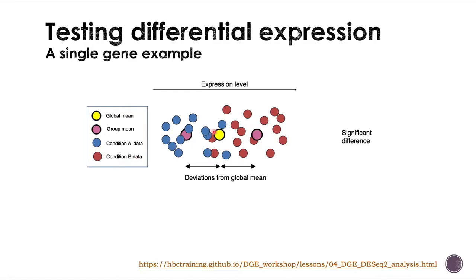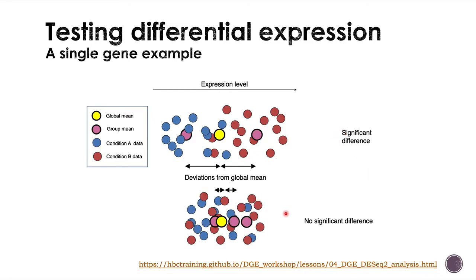What you see is that the blue dots and the red dots are quite separated. If you consider the global mean of all these samples, the group mean of condition A, and the group mean of condition B, you can see that the mean of condition A and the mean of condition B are quite separated. So they deviate from the global mean. That would mean that for this gene, there's a significant difference in the gene expression due to the condition. So the gene expression in condition A and condition B is not the same.